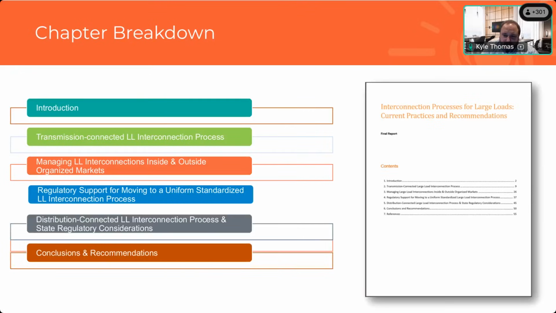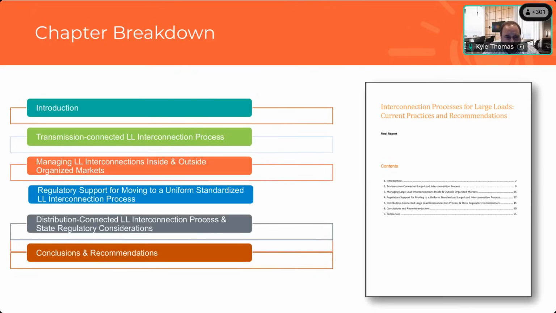So this is just a view of the report. It's titled Interconnection Process for Large Loads, the Current Practices and Recommendations. And so we really wanted to break this down, primarily focused on the transmission connected large load interconnection process, that transmission bulk power system being the biggest focus right now, especially the size of these facilities.